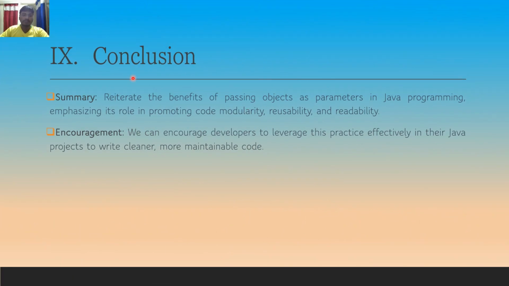What is the conclusion we can get from all this? Here is some summary. Reiterate the benefits of passing objects as parameters in Java programming, emphasizing its role in promoting code modularity, reusability, and readability. The encouragement: we can encourage developers to leverage this practice effectively in their Java projects to write leaner, more maintainable code. So that's it for today.